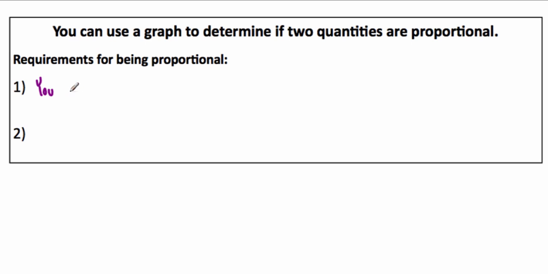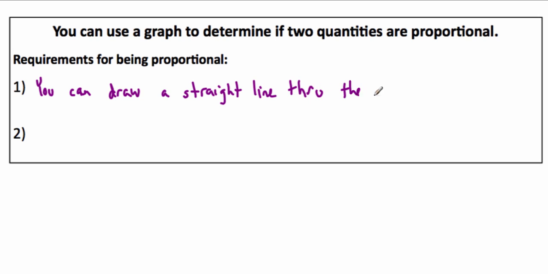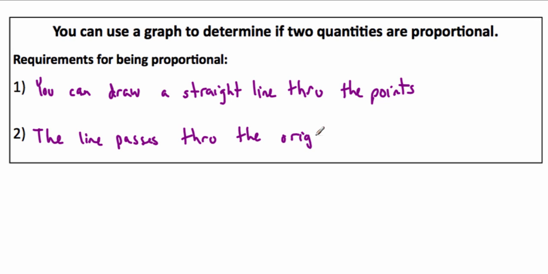One is you can draw a straight line through the points, meaning they all fall in a nice straight line, and then the line passes through the origin. And hopefully that point rings a bell. That's the point 0, 0. So it passes right through where the x and the y axis meet.